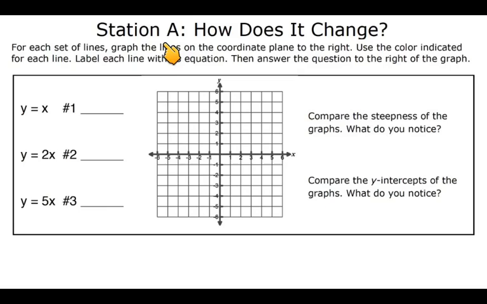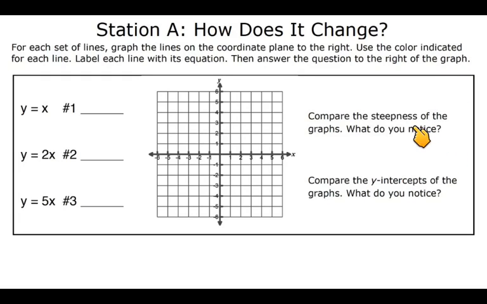So for Station A, how does it change? This is directly relating to our learning target that you read earlier. It says for each set of lines, graph the lines on the coordinate plane to the right. These are the lines and you're going to graph them here. It says use the color indicated for each line. I'm going to in a moment give you a color to use, label each line with its equation, and then answer the questions to the right of the graph.